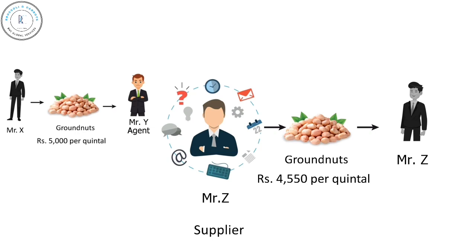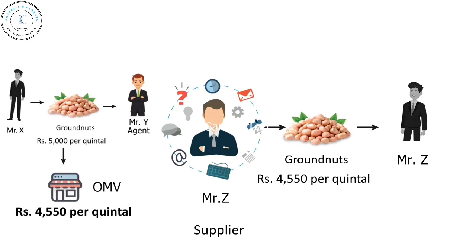The value of the supply made by the principal Mr. X shall therefore be 4,550 rupees per quintal, the open market value of groundnuts, or, where he exercises the option, the value shall be 90% of 5,000 rupees, which is 4,500 rupees per quintal.